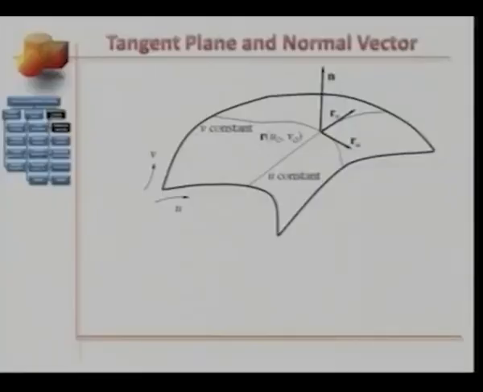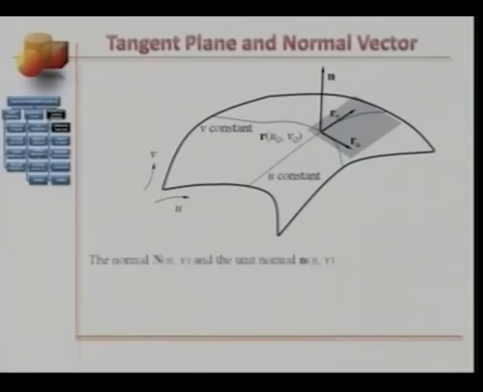Let's look at the tangent plane and the normal vector now. We have seen this figure before. Let's try to concentrate in this region. This is a point of intersection between two parametric curves, u equals u0 and v equals v0. We have the tangents r sub u and r sub v defined. This plane here that contains the two tangent vectors is called the tangent plane.